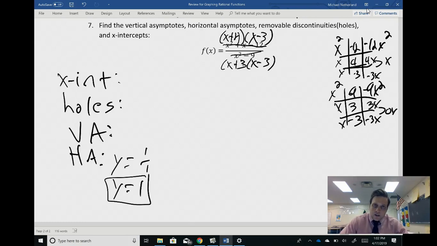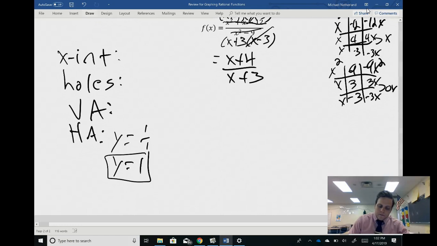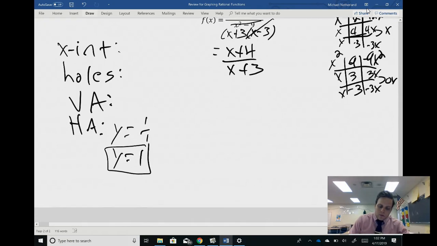Is there anything I can cancel out? Remember, you can only cancel out factors. Yes, you can cancel out these x minus 3's. So that gives you x plus 4 over x plus 3. Okay, I'm going to scroll down a bit so I have a little bit more space.